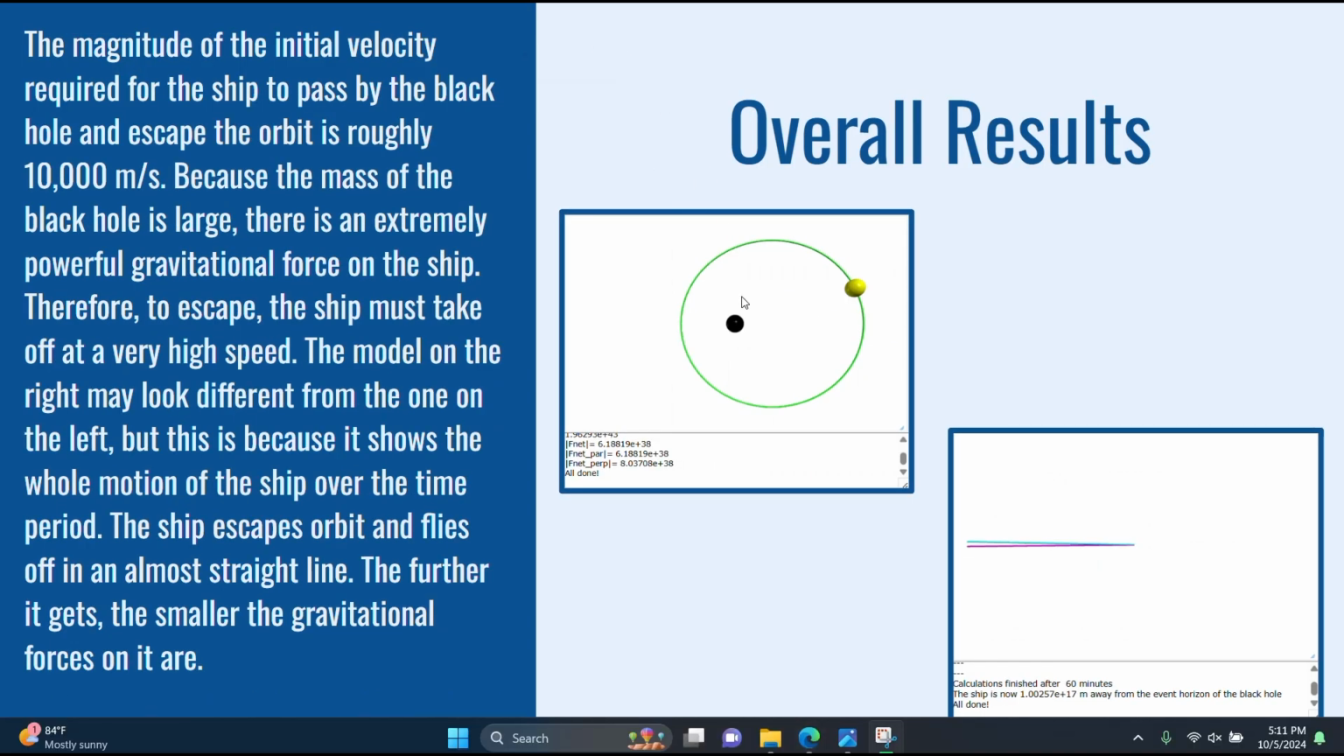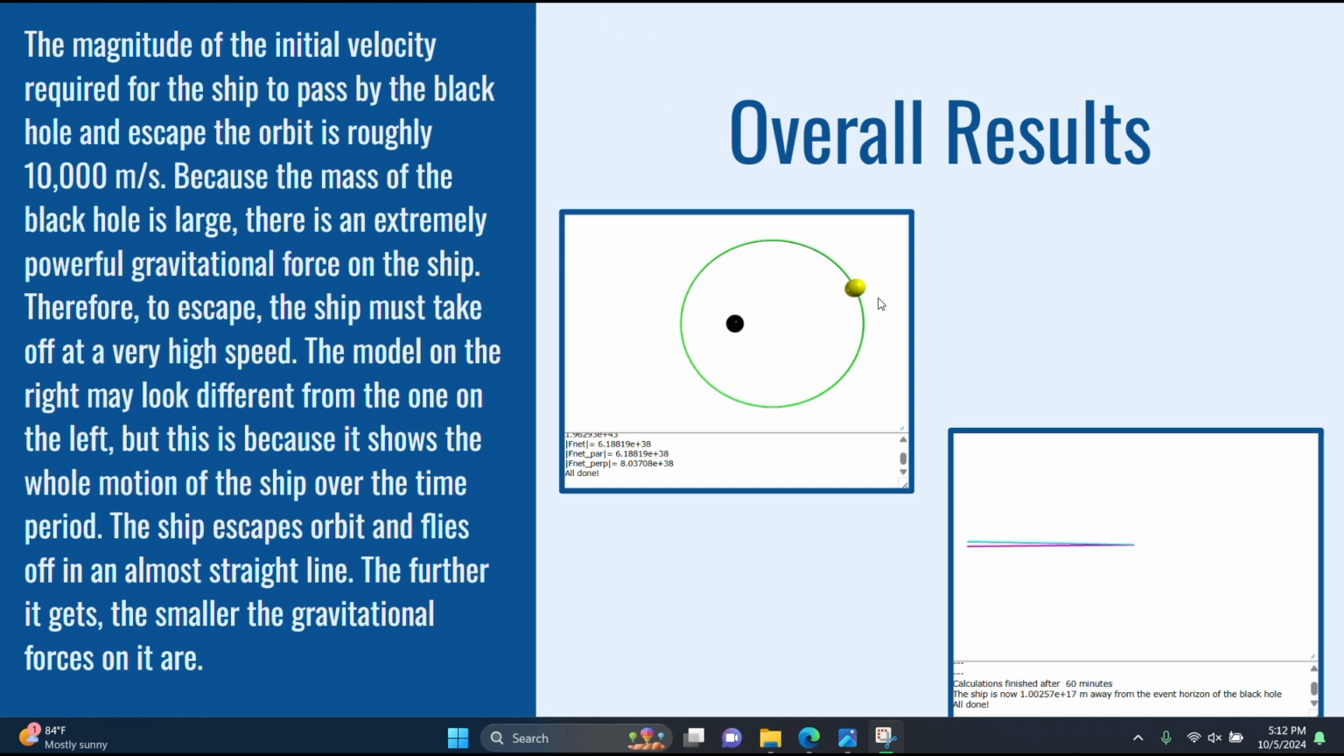So for the overall results here, I determined generally that the initial velocity required for the ship to escape is around 10,000 meters per second. The number seems large, but again, the mass of the black hole is super large, so there's this extremely powerful gravitational force. So to escape, the ship must have a very high speed. Now, the models look a little bit different. The one on the right is just very zoomed out, and the line you see there is the trajectory of the shuttle after it is leaving the planet and black hole.